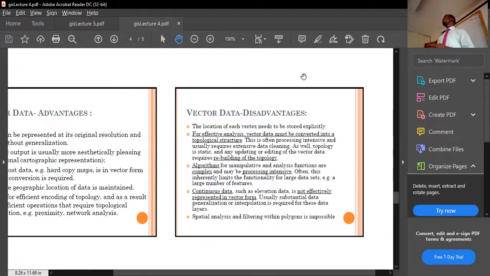Yours is about continuous data. You know what continuous data is? The value doesn't cut; it's not discrete. The opposite of continuous is discrete. Discrete means 2.5, that's it. Continuous means 2.5, but there's also 2.51 and values in between.